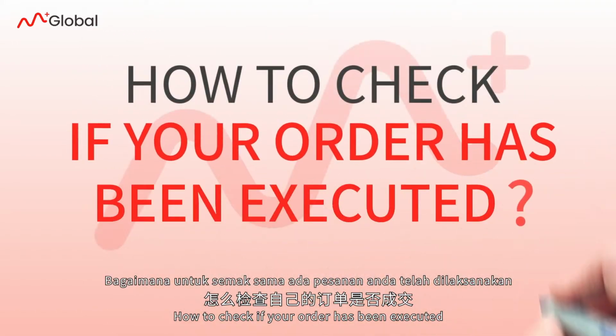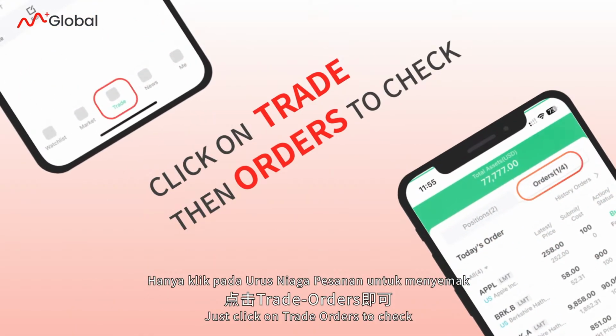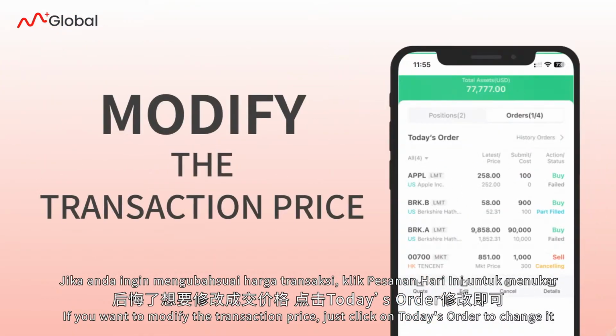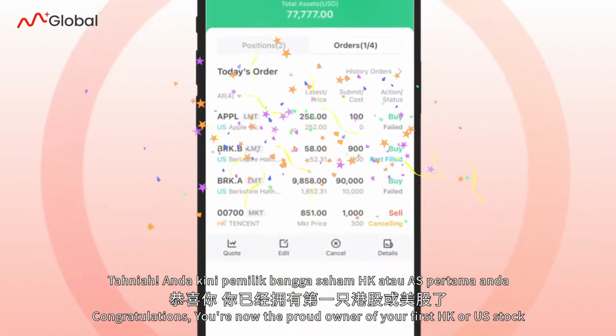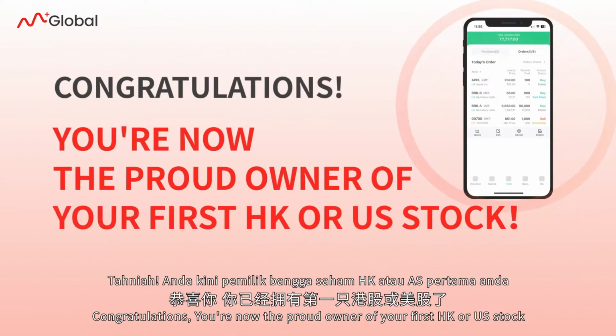How to check if your order has been executed? Just click on Trade Orders to check. If you want to modify the transaction price, just click on today's order to change it. Congratulations! You are now the proud owner of your first Hong Kong or US stock.